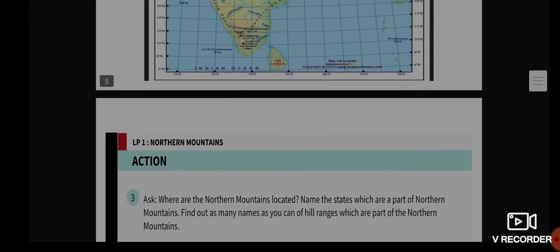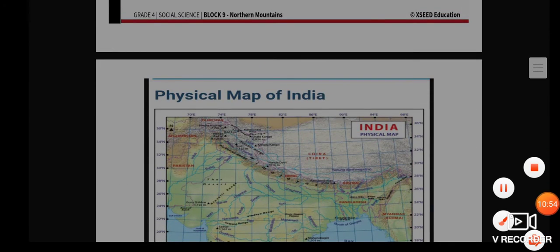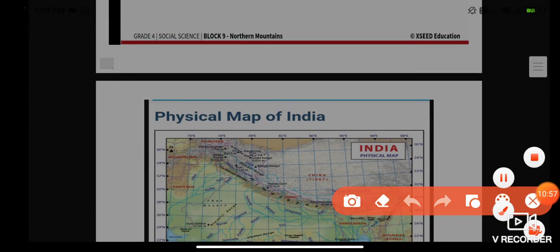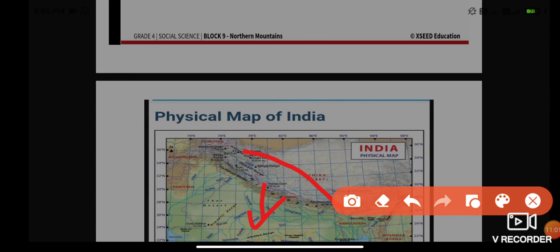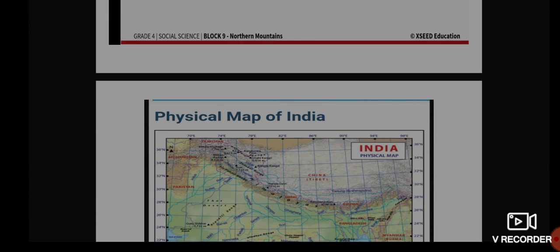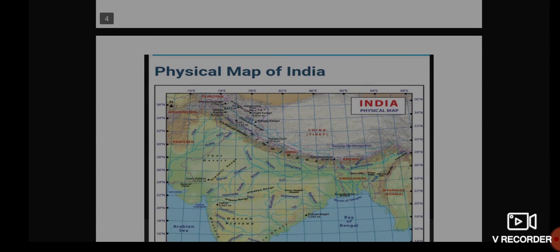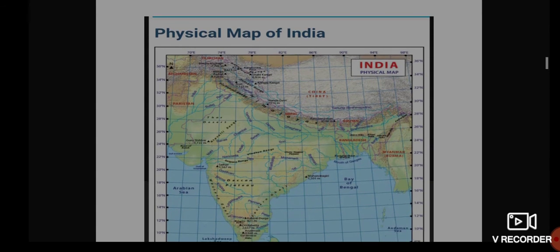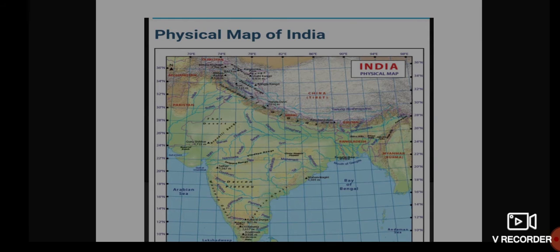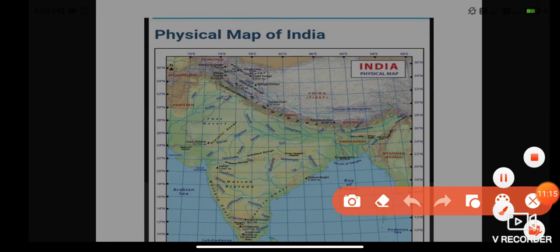Referring to this one, the topmost portion, they are known as the Greater Himalayas. Towards the south, meaning toward this side, are the Middle Himalayas, and the lowest Himalayas. So you'll find different mountain ranges under the Himalayas by the names Greater Himalayas, Middle Himalayas, and Lower Himalayas.